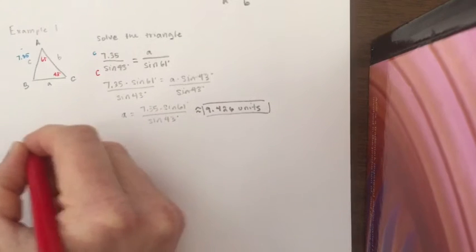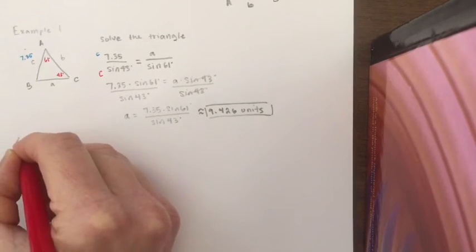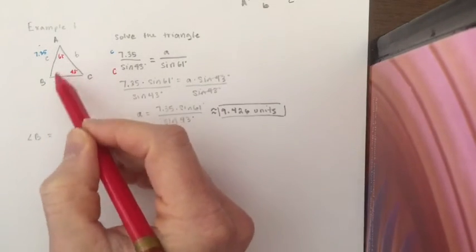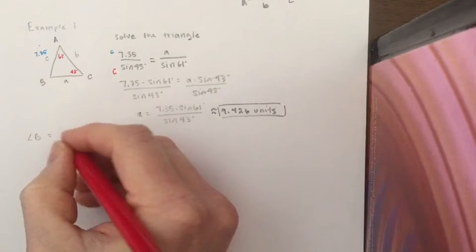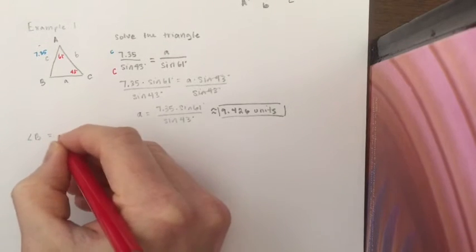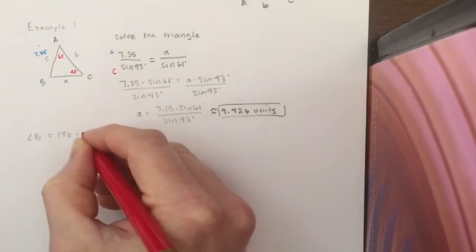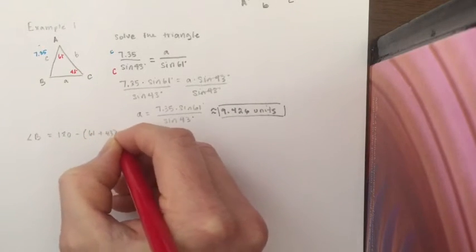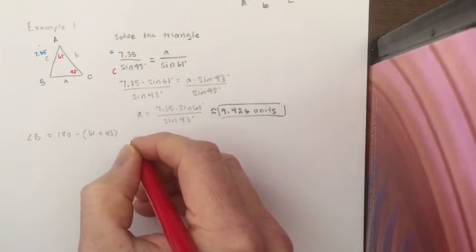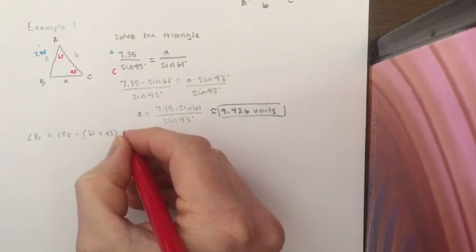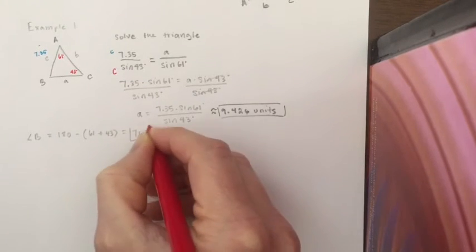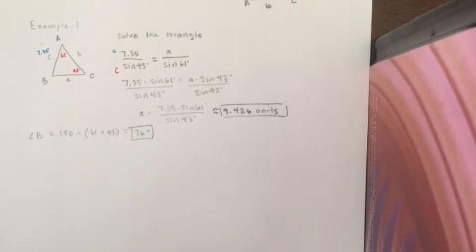So first of all, we can get big angle B simply by using what we know about triangles. All triangles add up to 180 inside the angles. So what I could do is angle B, that would be 180, but take away from it the sum of the other two that we know, 61 plus 43. When you do that, you get that angle B is 76 degrees.